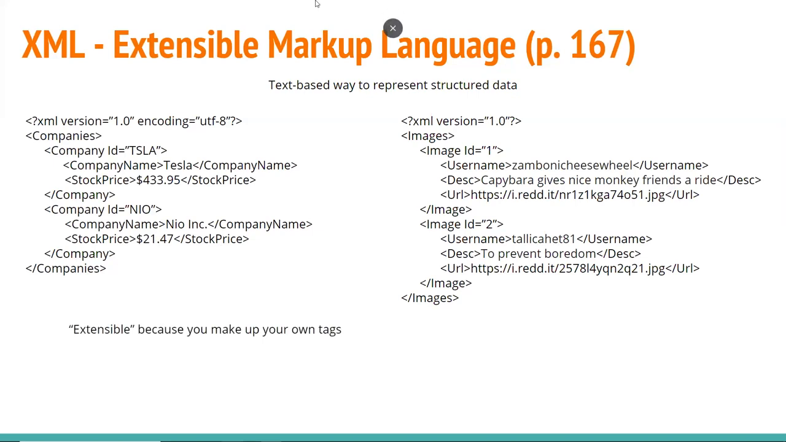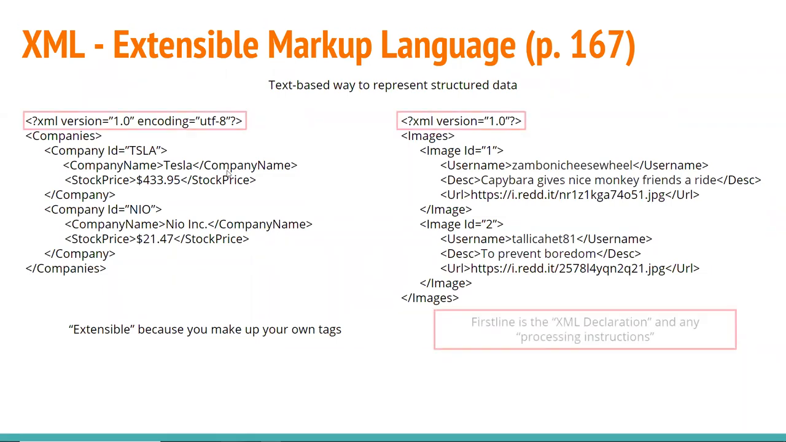So this is XML, and the reason we call it XML is that it stands for extensible markup language. So it's a markup language. That's a language that's designed to be readable to both humans and computers. And the reason we call it extensible is because you can extend it. So you can add your own tags. Companies is not a tag that exists in XML. Images is not a tag that exists in XML. Company name, stock price, none of these tags exist in XML. You can just make up your own tags. That's what's so cool about XML. So that's why it's called extensible, because you can extend the list of tags that it has. Okay, so that's pretty cool.